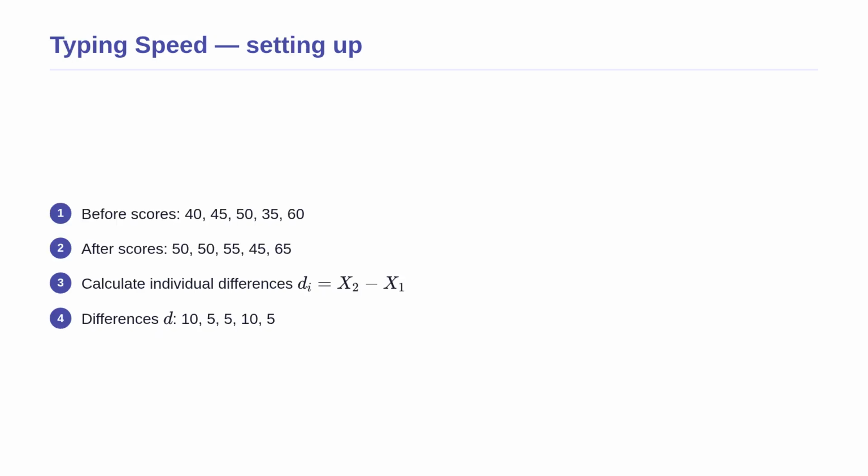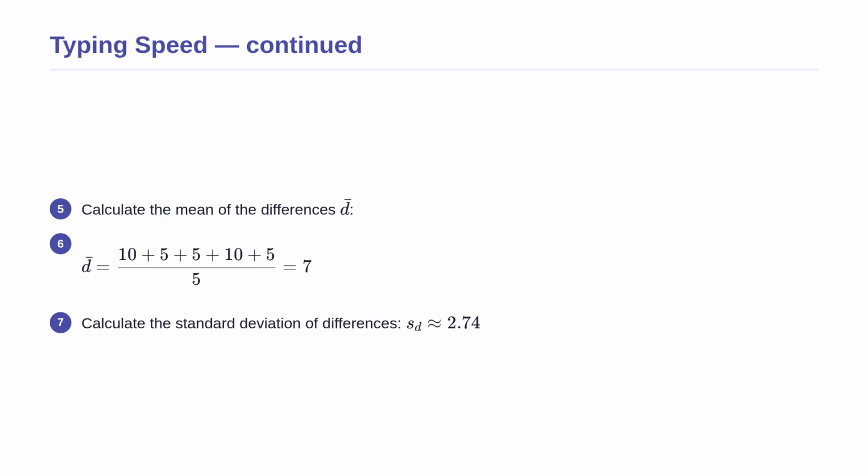Let us apply this to a real scenario. 5 students take a typing course. We measure their speeds before and after. Because the exact same students are measured twice, we must use a paired test. We subtract the first score from the second score for each student to find their individual improvement. For the first student, 50 minus 40 gives a positive difference of 10. We repeat this simple subtraction for all 5 students to get our new data set of differences: 10, 5, 5, 10, and 5.